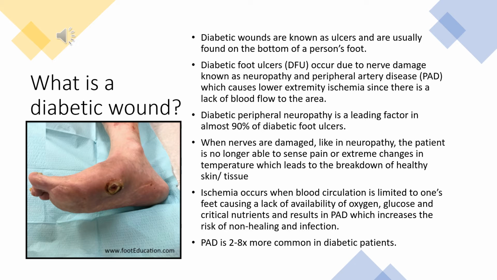Diabetic peripheral neuropathy is a leading factor in almost 90% of all diabetic foot ulcers. When nerves are damaged, like in neuropathy, the patient is no longer able to sense pain or extreme changes in temperature, which leads to the breakdown of healthy skin and tissue. Unfortunately, this breakdown in healthy tissue invites infection and allows for a breeding ground where the wound can then stem from.